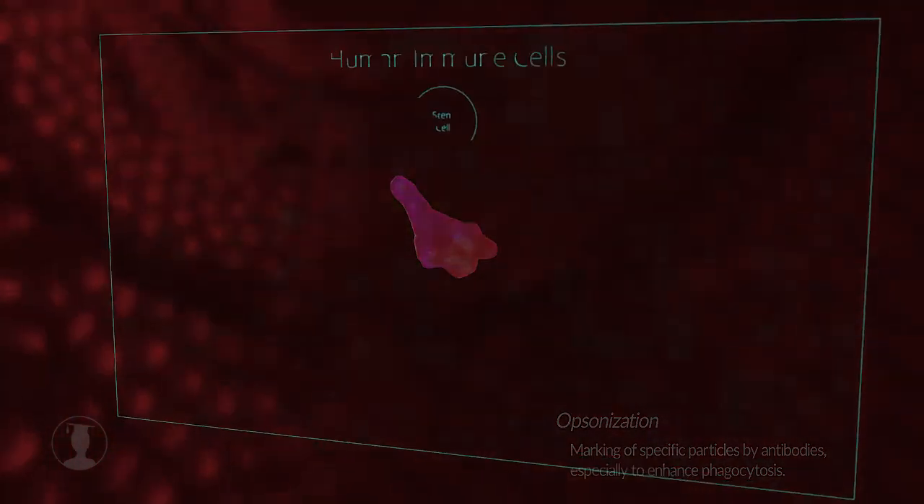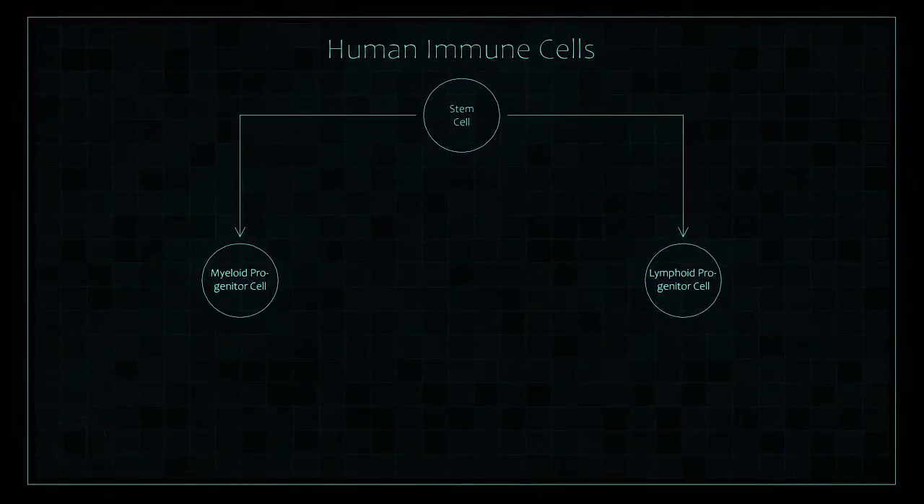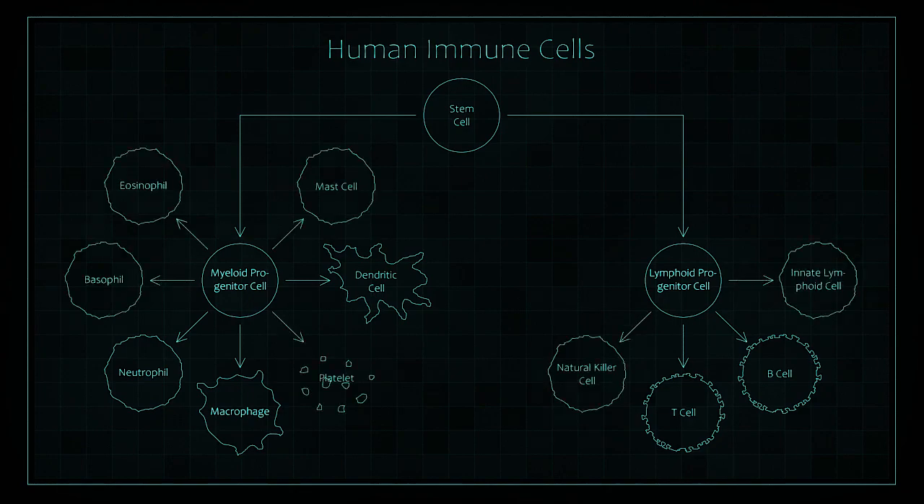All immune cells have a stem cell as their origin. It develops into progenitor cells and eventually into the immune cells just shown. Other important immune cells are natural killer cells and platelets.